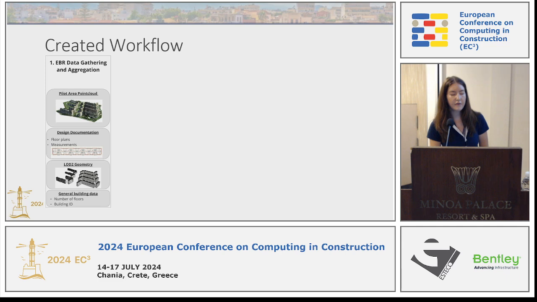So the first part of the workflow that we created was the data gathering and aggregation. Our main data source was a building registry where all this data is available. We collected the pilot area point clouds. Also, the design documentation is available there to make the templates, LOD2 geometry, and then finally general building data, building ID to connect the geometry and the data. Number of floors is also readily available there.